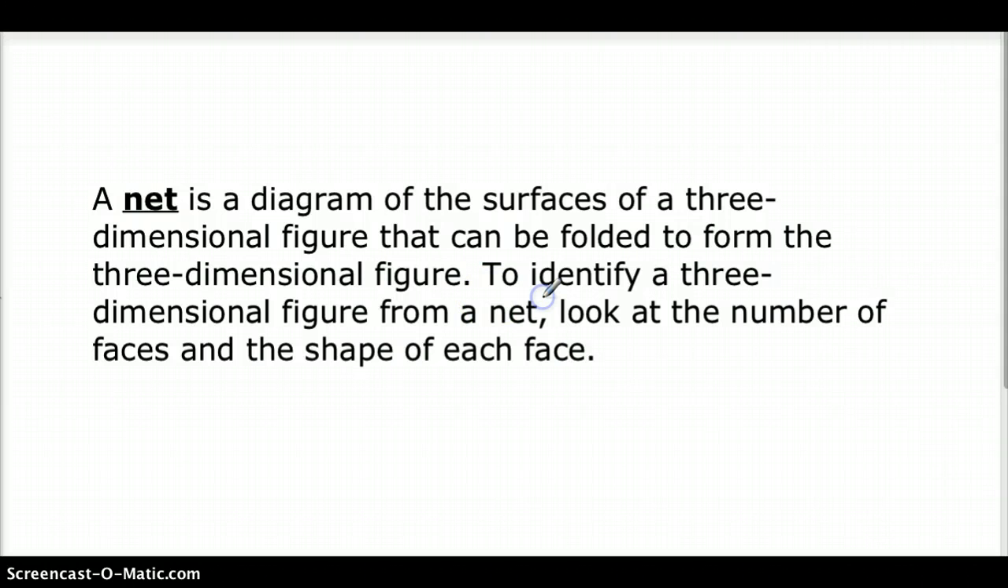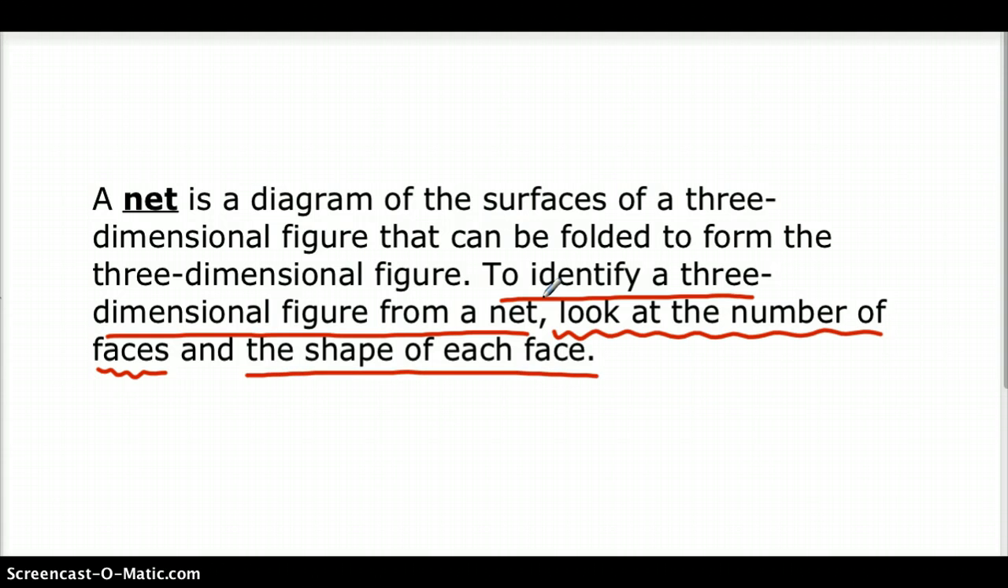To identify a three-dimensional figure from a net, we first want to look at the number of faces, and also the shape of each face. So let's take a look at a few different nets and see if we can classify a three-dimensional shape that each could be folded into.